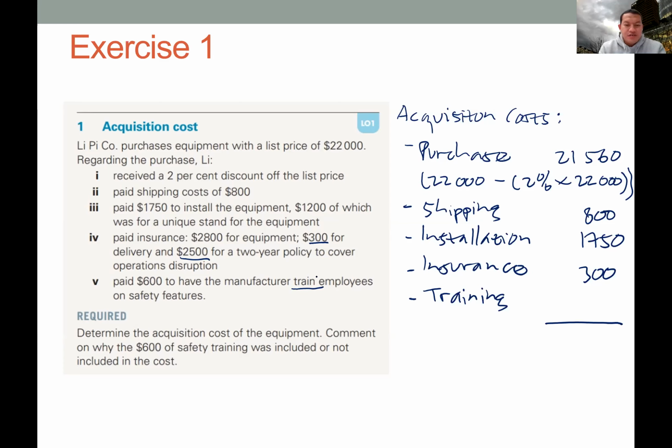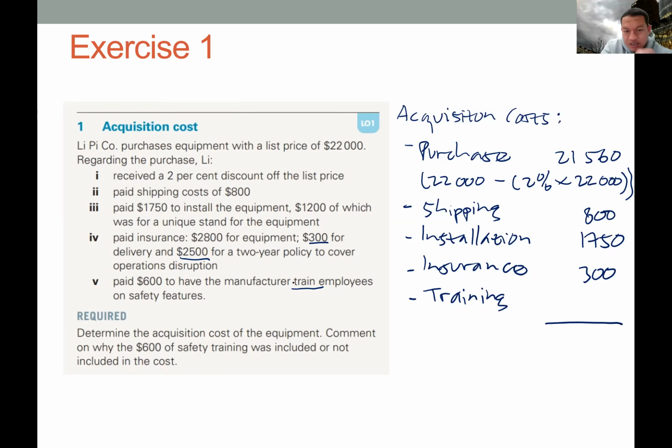Okay. So if this training is really necessary to make this equipment functional, so without this training, the company cannot use the equipment, then this training should be directly related with the acquisition process of this equipment. Then it should be included in the acquisition cost of this equipment. But if this training is not really related with the equipment, it should be excluded.